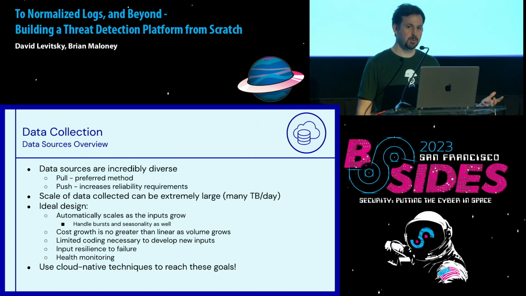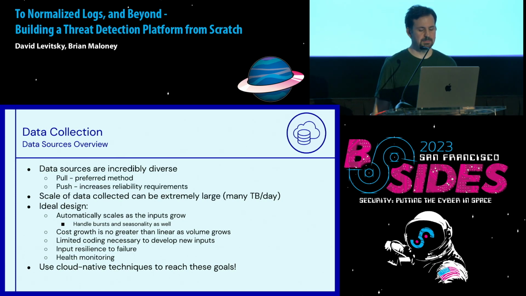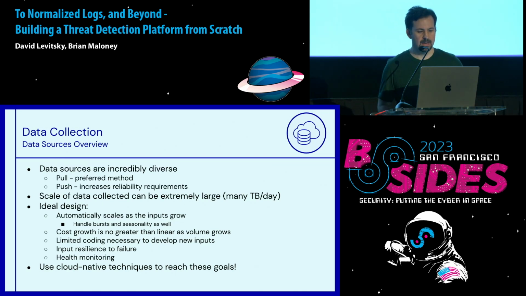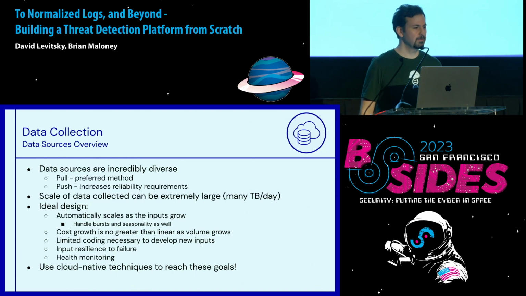Now, as we covered previously in the overview, the data sources are extremely diverse. We have a preference for pull, and the reason you want to prefer pull for data collection is because there aren't as many reliability concerns with a pull data source. So with a pull data source, caching is inherent. You grab the data when you're ready to receive it, and generally, that's very, very straightforward and allows data buffer on the origin side. With a push data source, like syslog or an HTTP receiver, that increases the reliability requirements on that input.